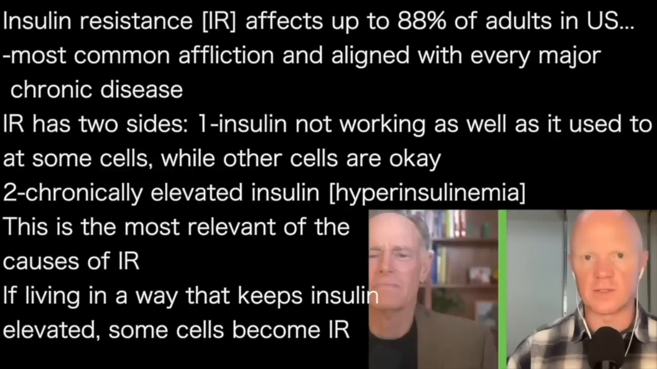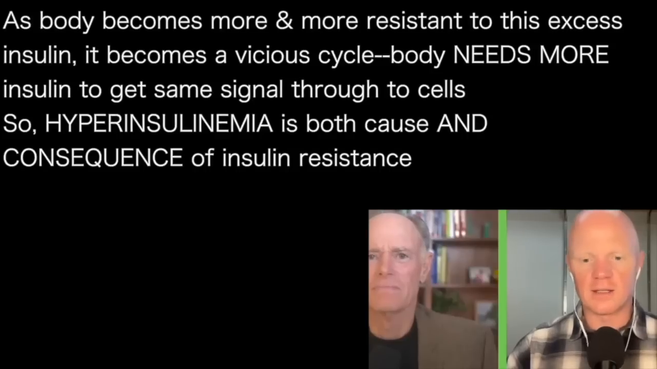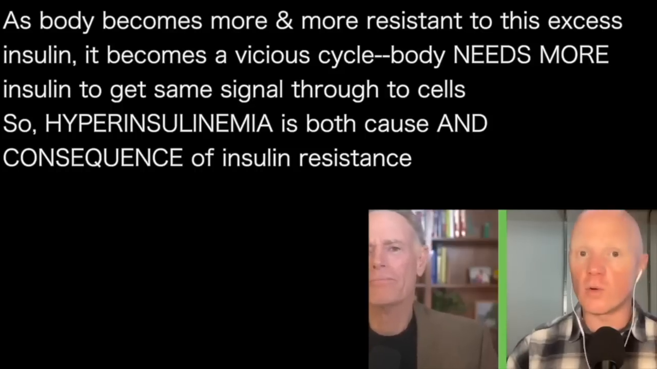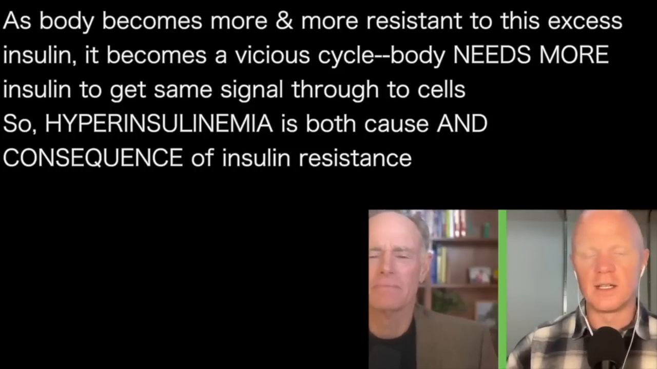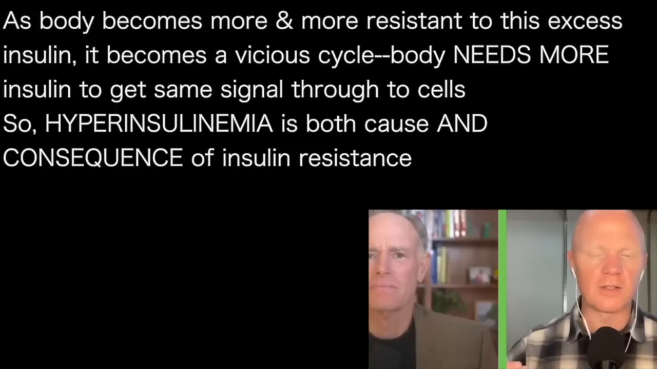At least some of the cells of the body do. And this then is the insulin resistance in that coin metaphor. So chronically elevated insulin is a key cause. Now, of course, as the body becomes more resistant to insulin, it needs more insulin in order to get the same signal that once upon a time was realized with a more modest amount of insulin.